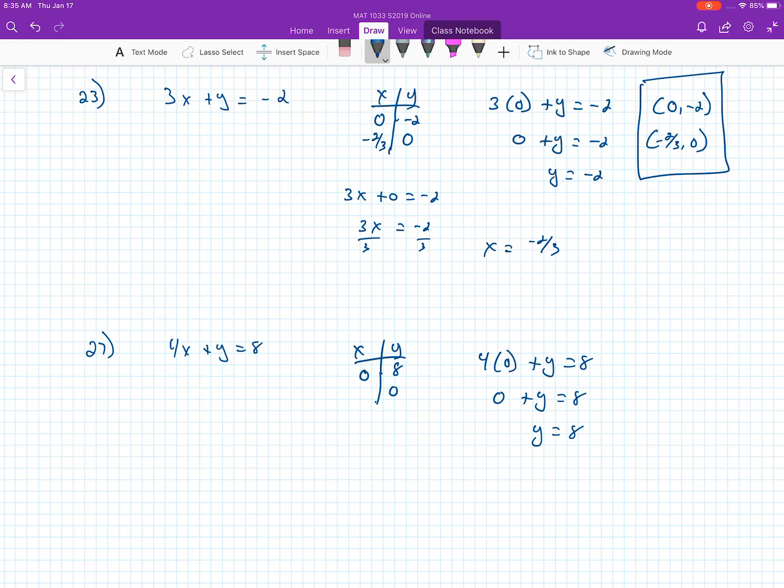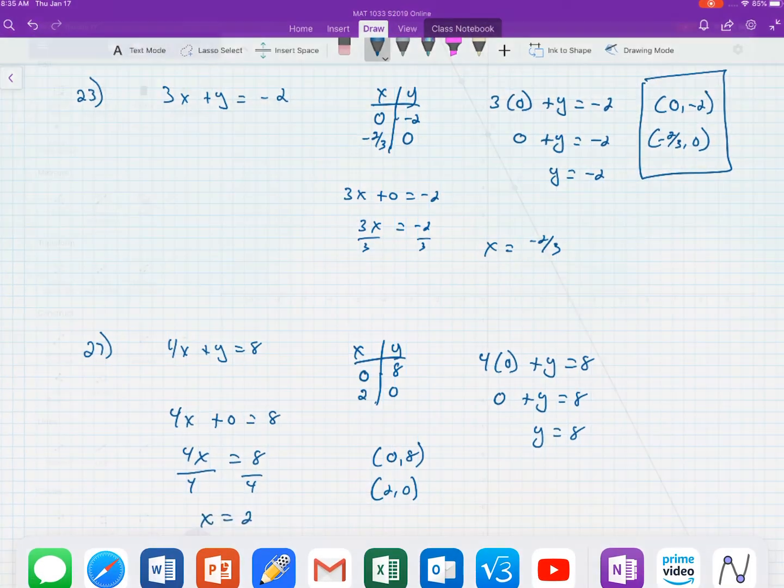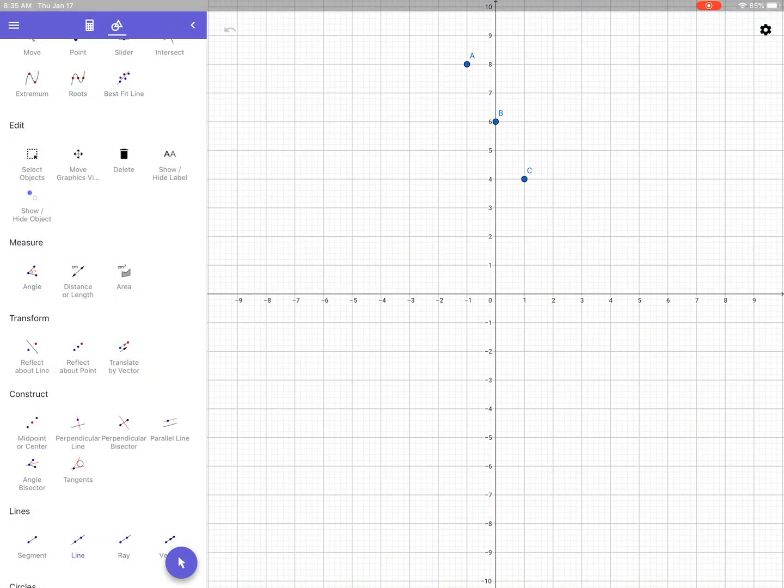And then the next one, we're going to make y 0, right? Because that's the next one that we chose to do. And 4x is equal to 8. We divide both sides by 4, and x is equal to 2. So therefore, my x and y intercepts are (0, 8) and then (2, 0), right? And so once you calculate those, what you have to do now is go to the graphing tool in MyMathLab and graph it.